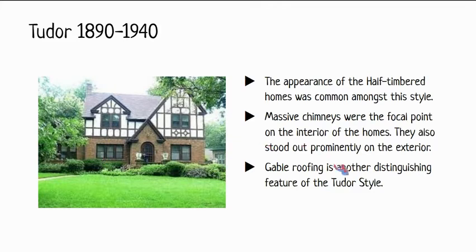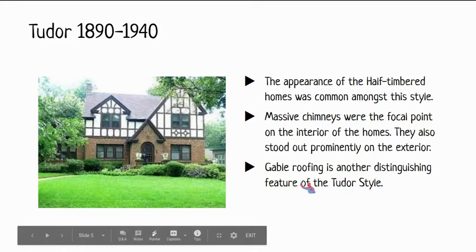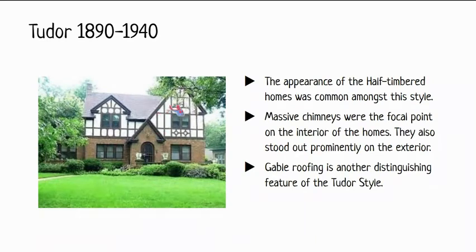And then gable roofing is another distinguishing feature of the Tudor style home. So all these right here, they have that triangle on the end, triangle on the end, triangle on the end. And all these roofs branch off of the original roof right here, which is also that gable style.